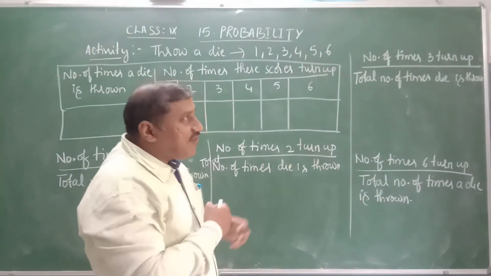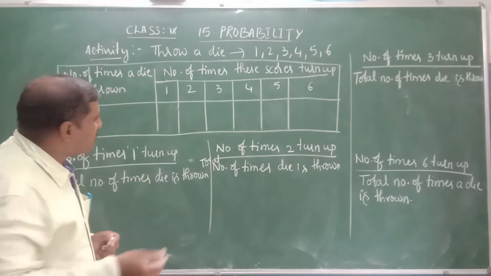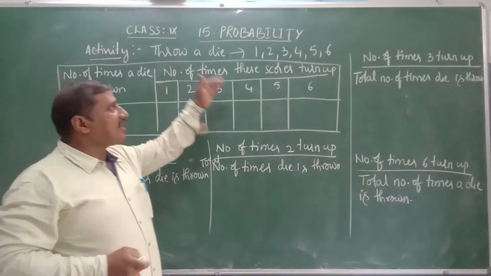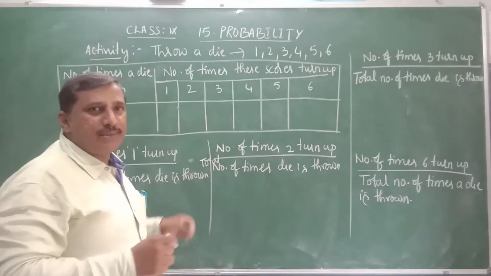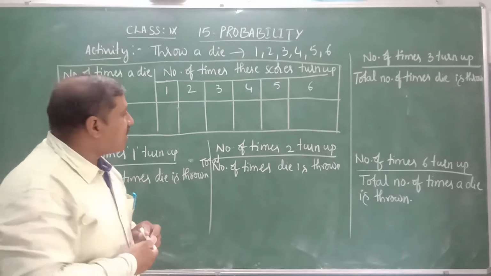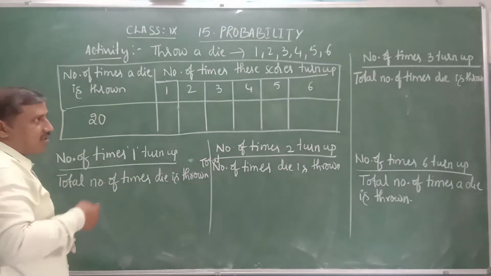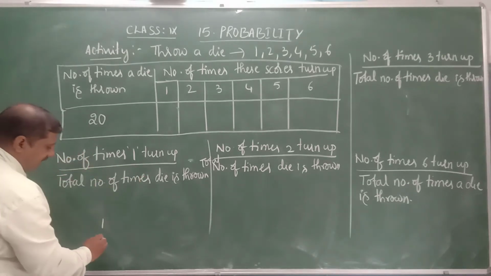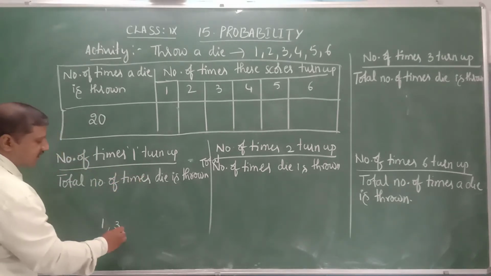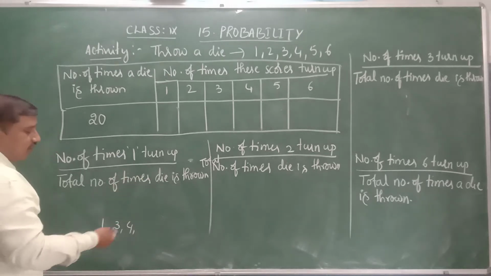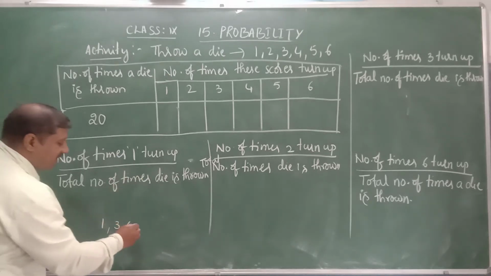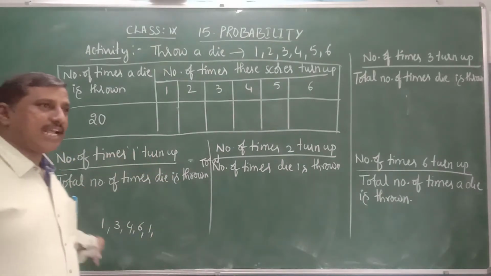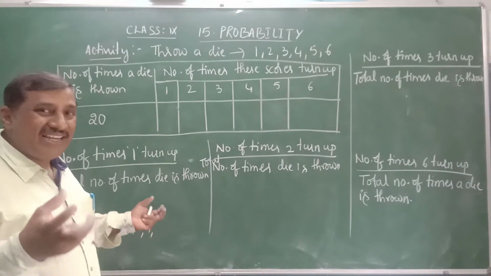If we throw this die 20 times, note down the results which we got for these 20 times. For example, the first time we got 1, the second time we got 3, the third time we got 4, the fourth time we got 6, then again we got 1. Like this, when we throw 20 times, we will get 20 results.